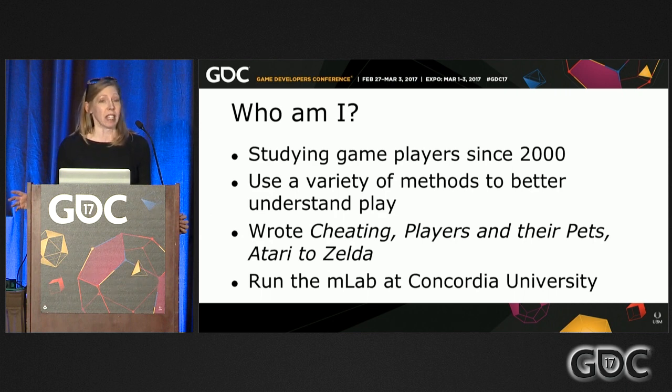Over time, I've investigated a number of different things with respect to players. My first book was about cheating in games and how and why people cheated, how they defined it, what they did or didn't do according to their own definitions. I've looked at a casual MMO that was online for a short period of time called Faunosphere. Most of the players were older women, and so there was an interesting dynamic going on there. And my most recent book is Atari to Zelda, which is about Japanese video games and what happens as they travel to the West, including how Western players take them up and make sense of them. So I teach at Concordia University, which is in Montreal, and I run the MLab, where we play games, we study games, we study players, and we try and innovate in better methods for studying play.